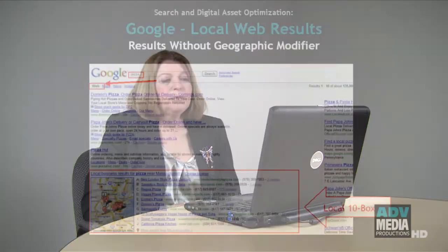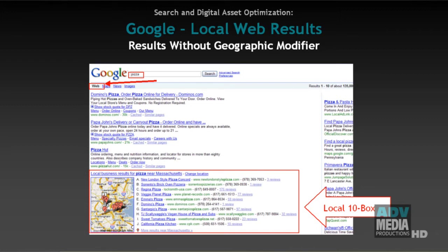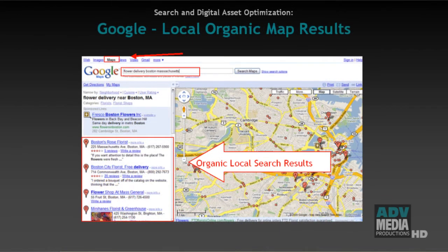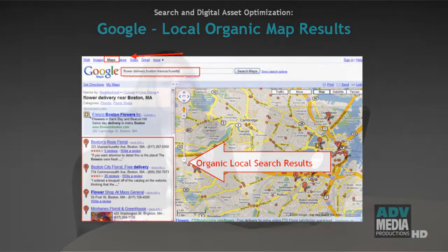So let's say you do put in a local intent and it's Boston and it's Massachusetts. Up will come a local 10 box result. And that 10 box is driven by Google Maps. So if you're not in Google Maps, you don't get crawled and you're not going to be in this top 10 results. Then you have the local organic web results, which is part of that optimization that I was talking about before, that not only do you have to optimize for your keywords, but now you have to optimize for your local intent as well.